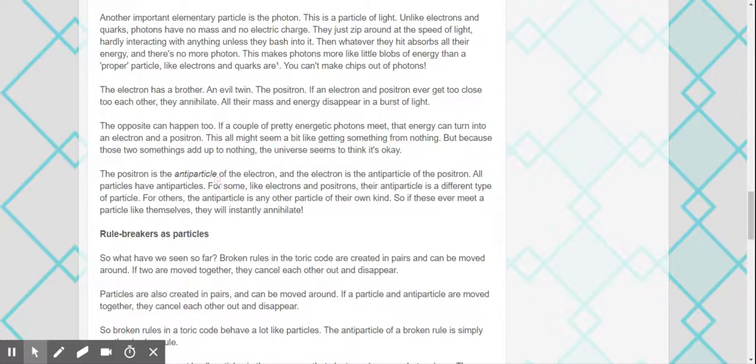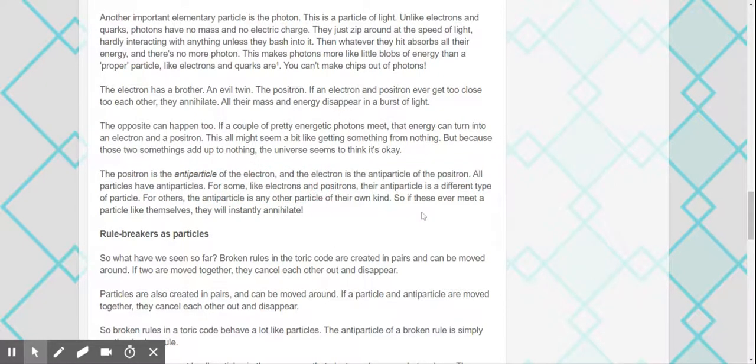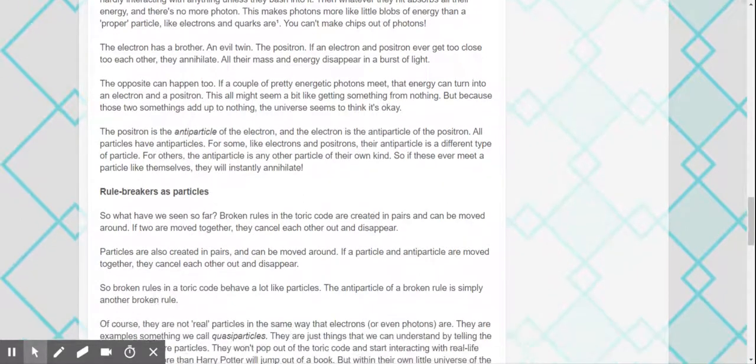The positron is the antiparticle of the electron. The electron is the antiparticle of the positron. All particles have antiparticles. For some, like electrons and positrons, the antiparticle is a different type of particle. For others, the antiparticle is another particle of their own kind. So if these ever meet a particle like themselves, they will instantly annihilate.